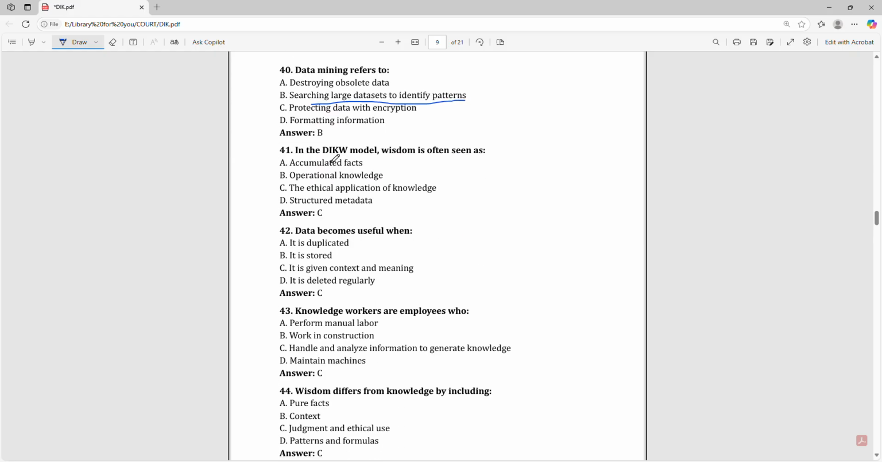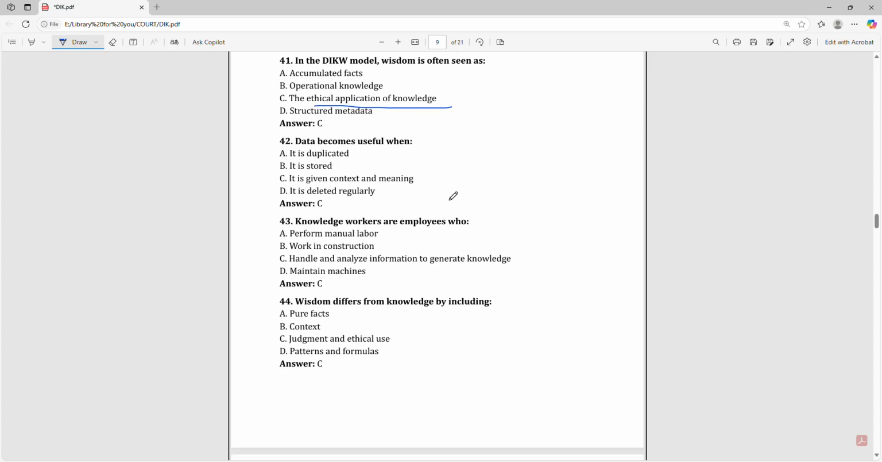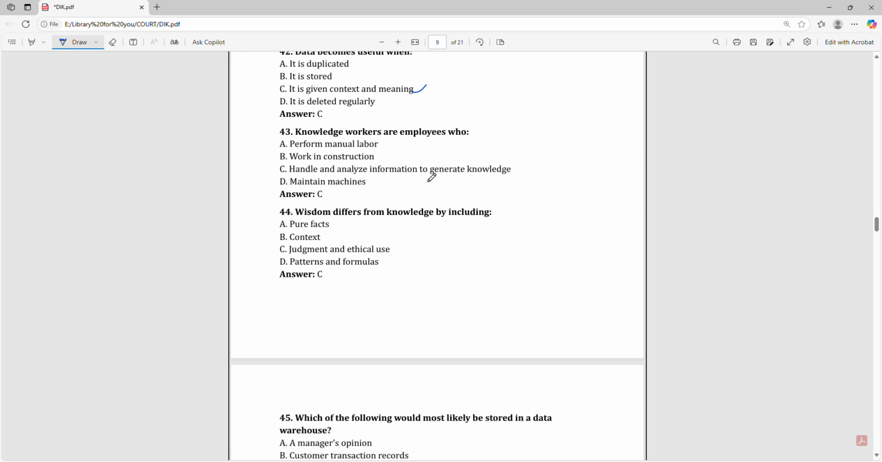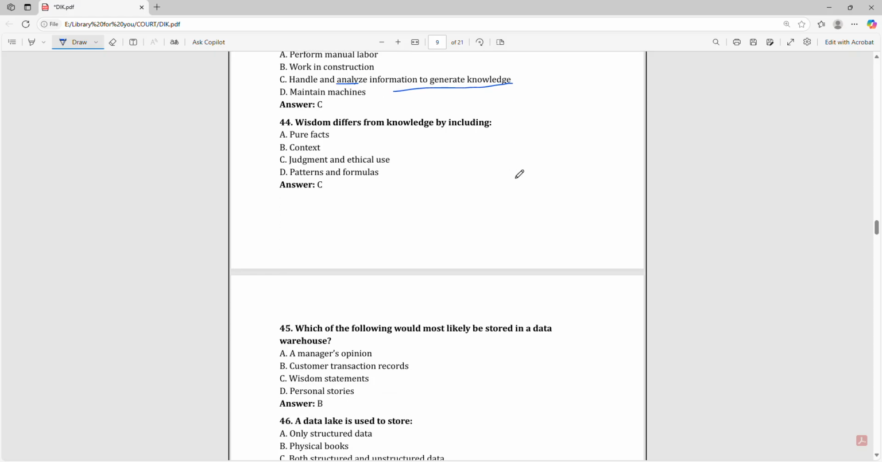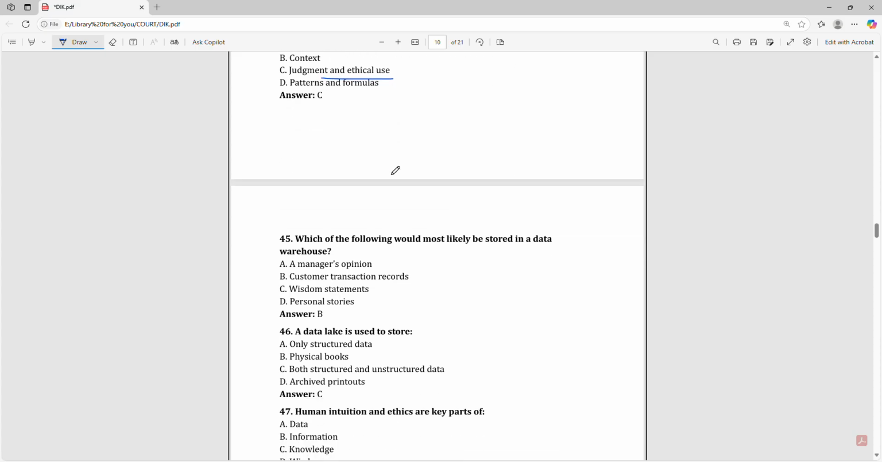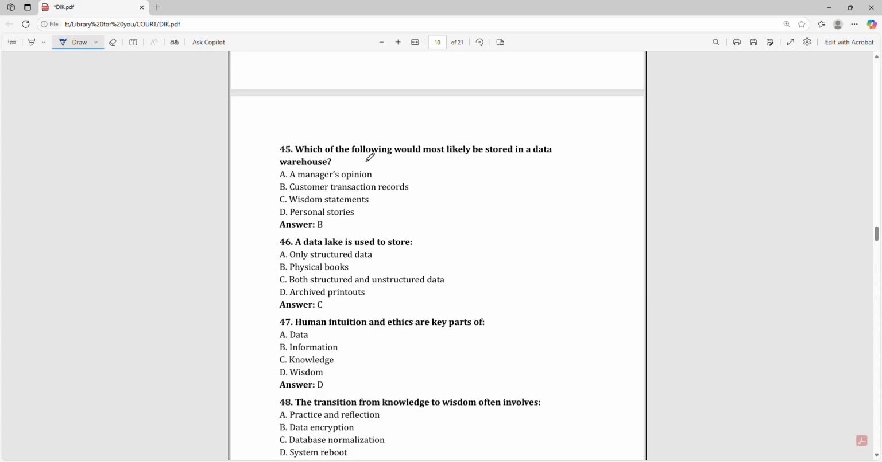In the DIKW model, wisdom is often seen as the ethical application of knowledge. Data becomes useful when it is given context and meaning. Knowledge workers are employees who handle and analyze information to generate knowledge. Wisdom differs from knowledge by including judgment and ethical use. Which of the following will most likely be stored in a data warehouse? That is customer transaction records.